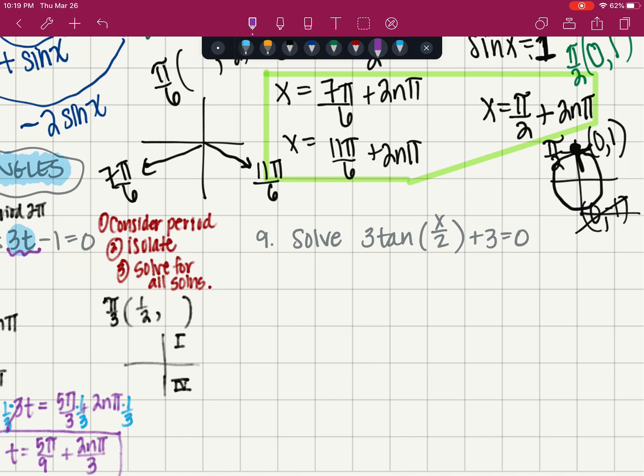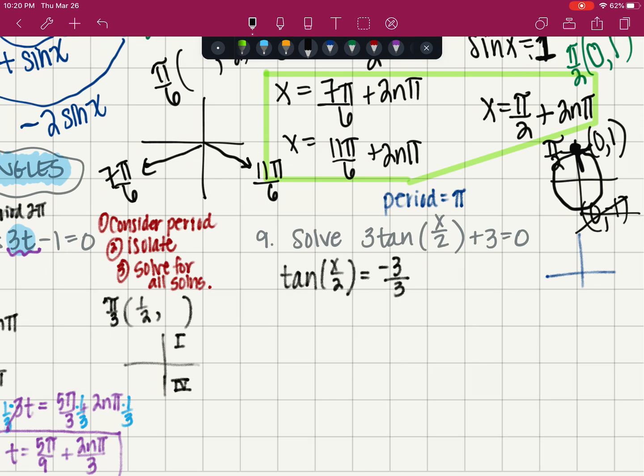Okay, let's try that again. We have solve for 3 times the tangent of x over 2 plus 3 equals 0. So I'm going to first consider the period. The period for tangent is pi. So we're talking about just quadrants 1 and 2. We're going to subtract 3 and divide by 3. So we'll have tangent of x over 2 is equal to negative 3 over 3, which is negative 1.